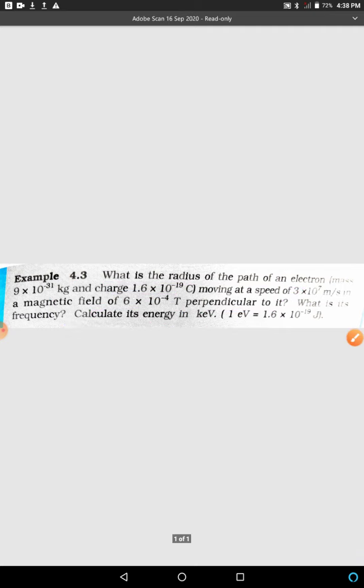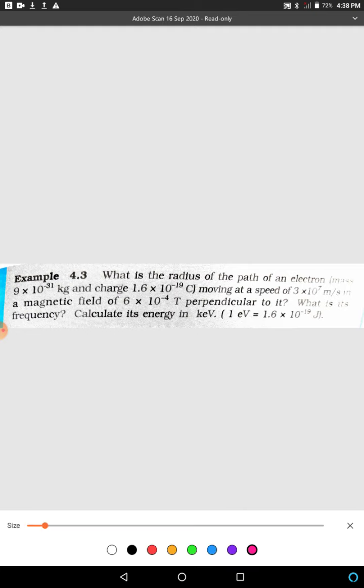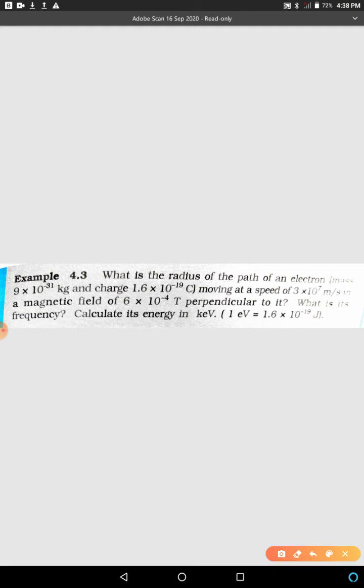So I will divide the notebook into 4 parts. First part, second part, then I will go to the upper case, because the arrangement is like that. So first, what shall we do? First we shall write the given.